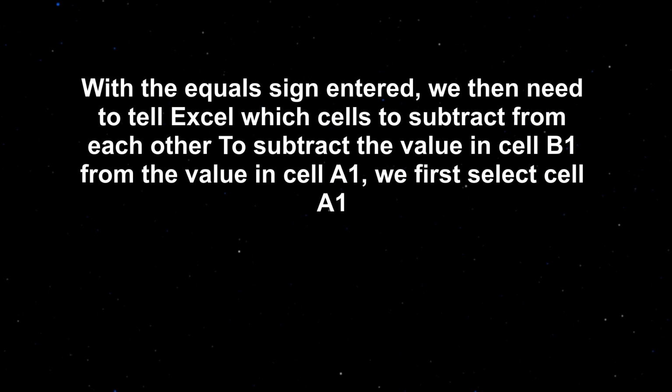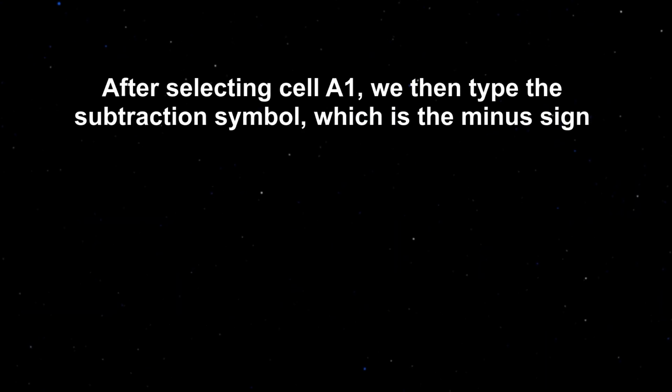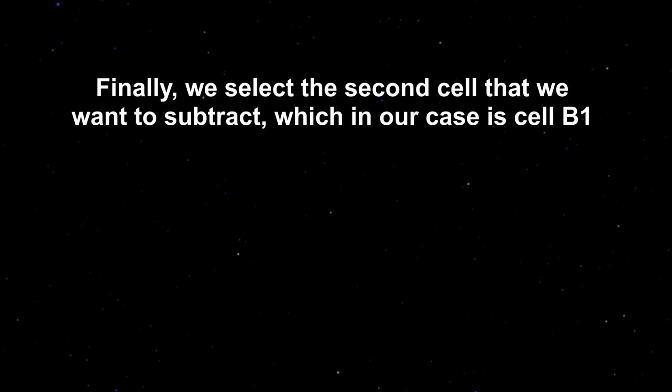To subtract the value in cell B1 from the value in cell A1, we first select cell A1. After selecting cell A1, we then type the subtraction symbol, which is the minus sign. Finally, we select the second cell that we want to subtract, which in our case is cell B1.